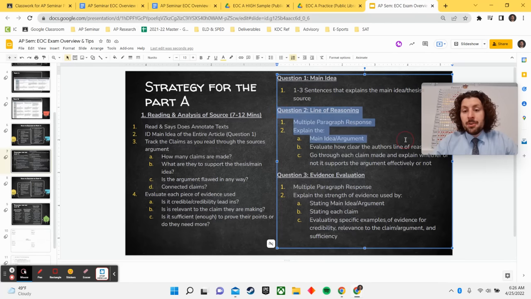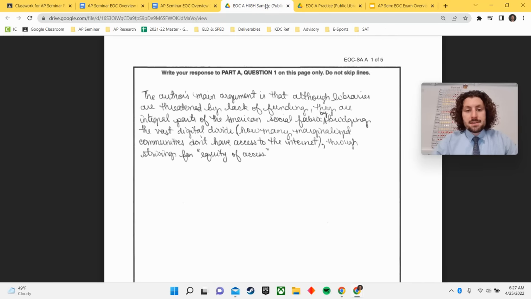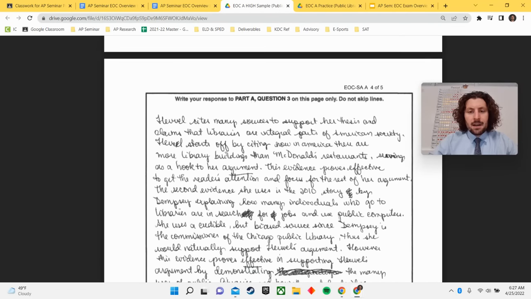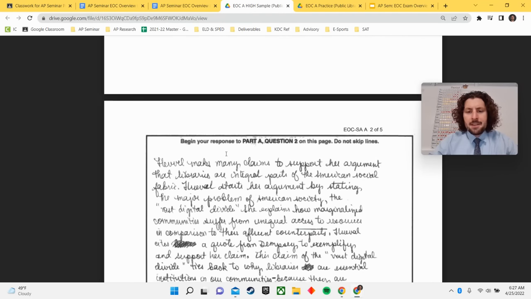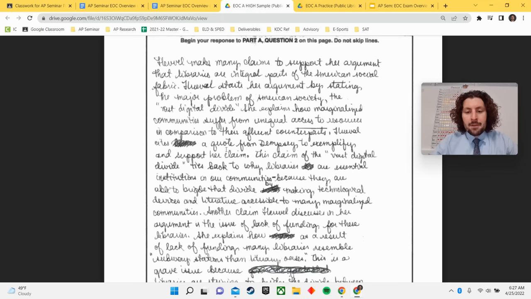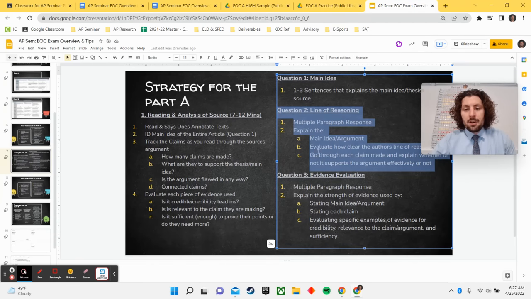Now, question 2 is a little bit more complicated. It is a multi-paragraph response. And if you just scroll down in that high-scoring sample, you can get an idea of how long you should be writing. This person looks like they filled up about 2 pages of writing. Whenever you are reading this and analyzing this high-scoring sample, some of those keys to success on question 2 are going to be as follows.